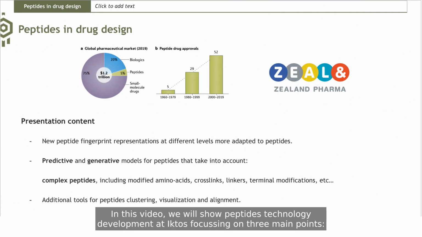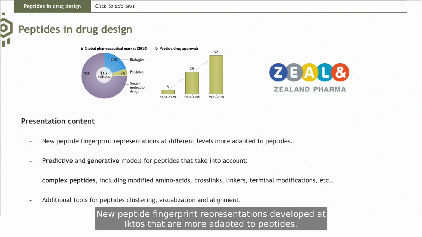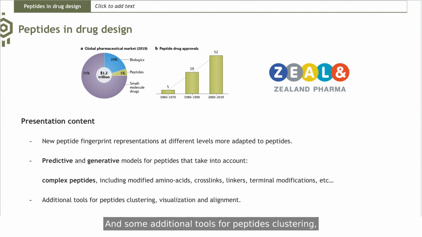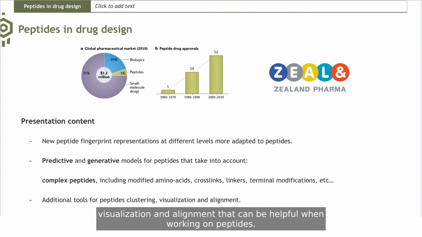In this video, we will show peptides technology development at Iktos focusing on three main points. New peptide fingerprint representations developed at Iktos that are more adapted to peptides. Prediction and generation of peptides taking into account more complex peptides. And some additional tools for peptides clustering, visualization and alignment that can be helpful when working on peptides.